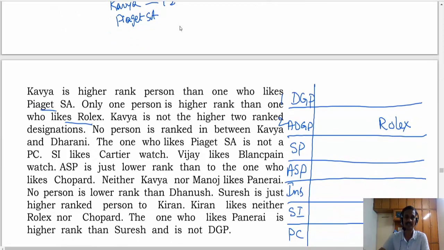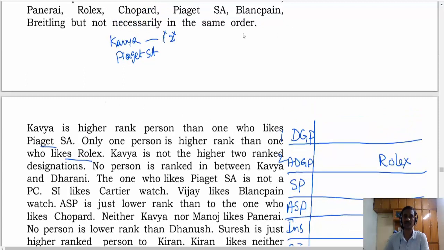No person is ranked in between Kavya and Dharani. There is no one else between Kavya and Dharani. Hence Kavya and Dharani are adjacent to each other in any order. Kavya can be above, or otherwise Dharani or Kavya. Okay, no one is ranked between these two.